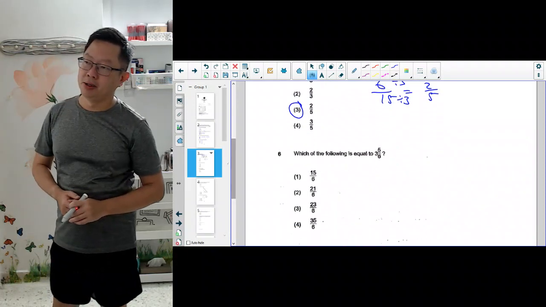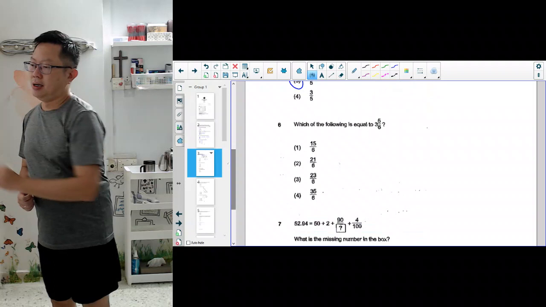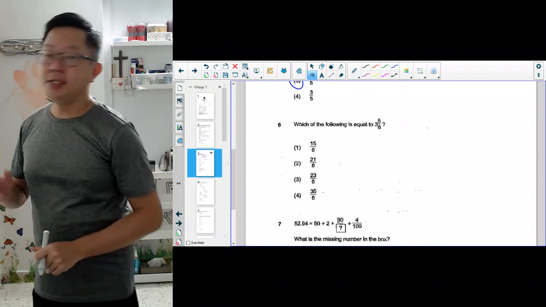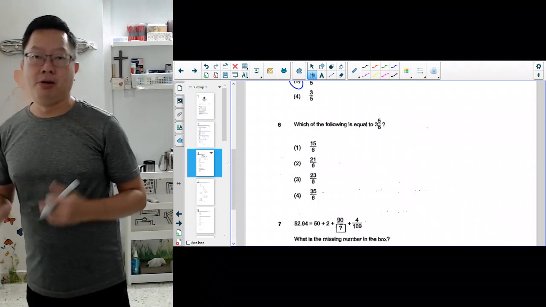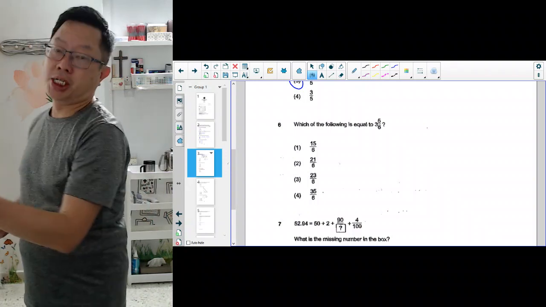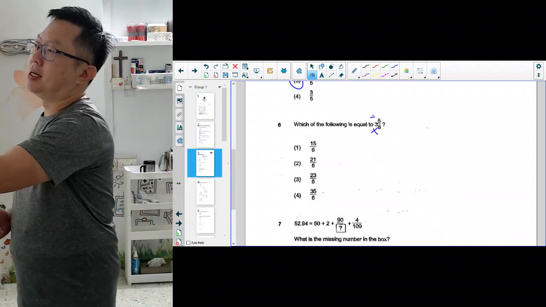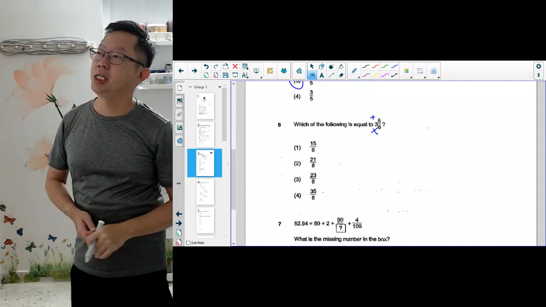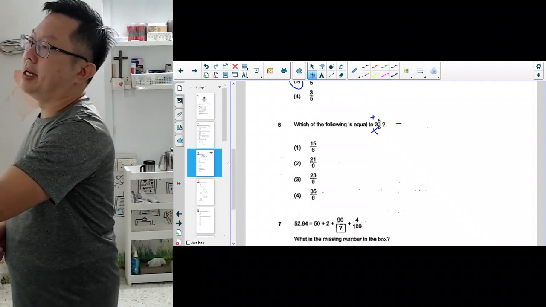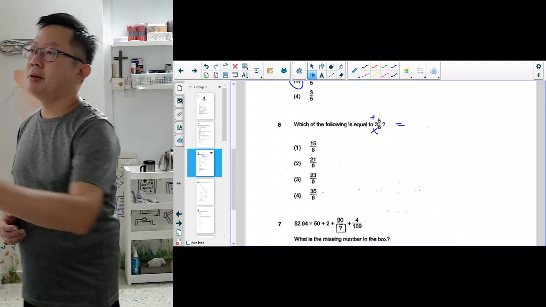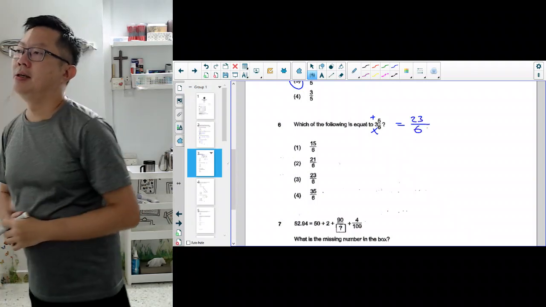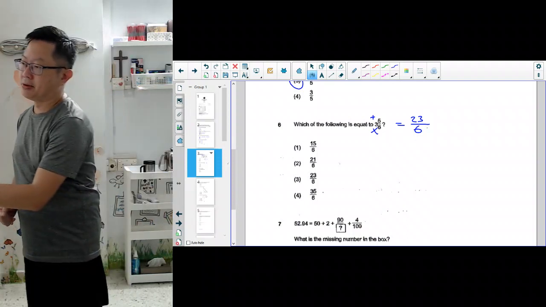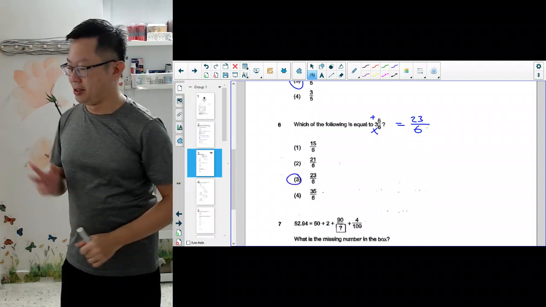Which one is equal to 3 and 5 over 6? So what you can do is you change the mixed number into an improper fraction, and you are tested on your P4 fractions. So you times and you plus. That's how you change into an improper fraction. So 3 times 6 will be 18. Then 18 plus 5 will be 23 over 6. And your answer will be number 3. Okay, so it's quite easy for this question.